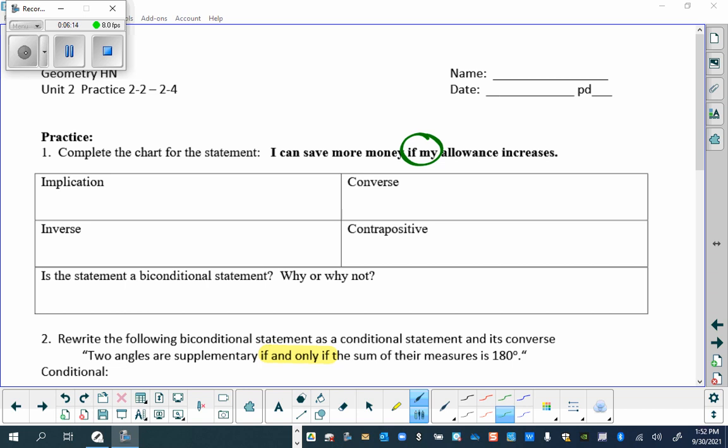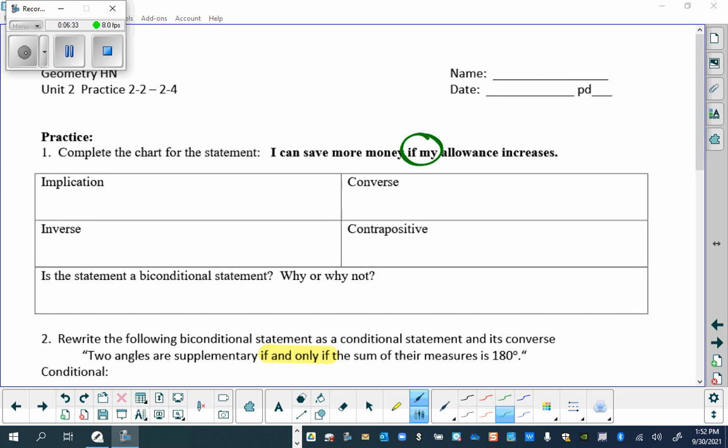There's a green circle around the first hint, Sammy. What do you think? Yeah, so it's written backwards. But it's okay because your implication still starts with the if. If my allowance increases, then I can save more money. Thumbs up if you got it right.